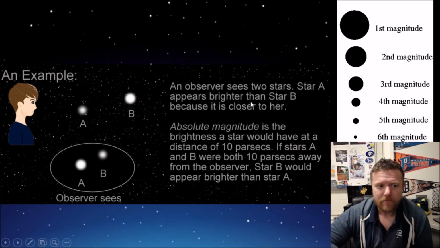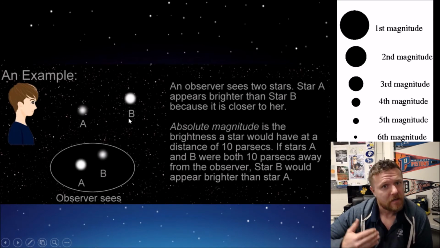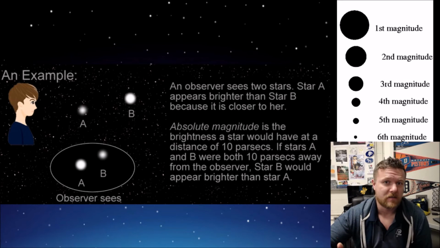However, in real life, if you were to go to both stars and measure the amount of energy coming out of them, B has more energy coming out. There's more actual light coming out of B, which means the absolute magnitude would have B being brighter. It would be a lower number. Apparent magnitude takes into consideration distance as well as how much light's coming out.